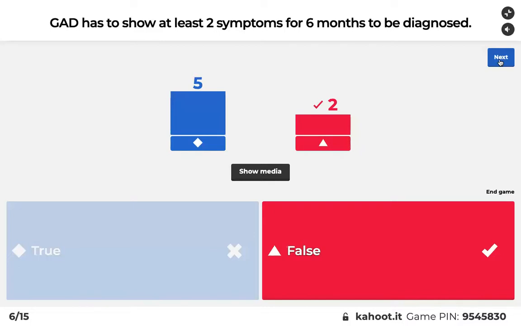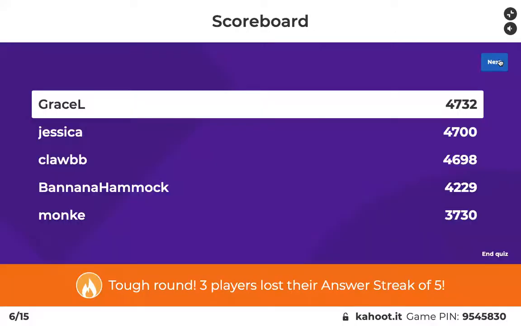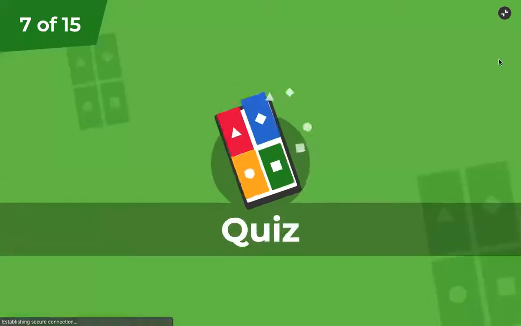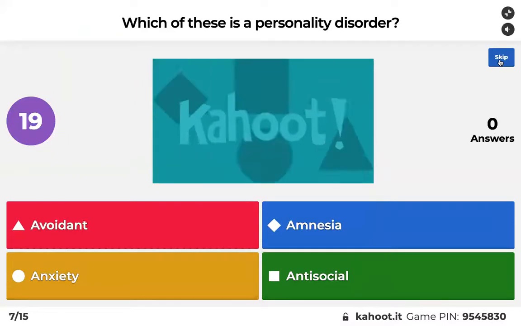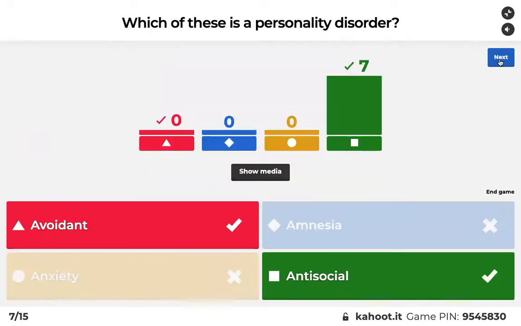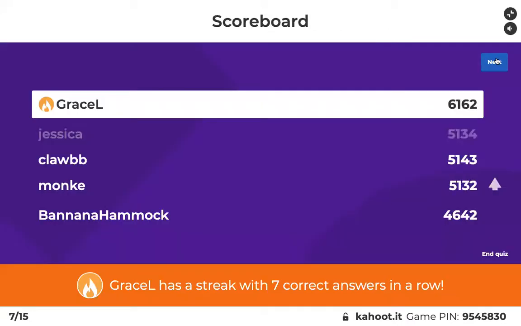So this is false. So for general anxiety disorder, they have to show at least 3 symptoms for 6 months to be diagnosed. It's a tricky one. Nice. So yes, avoidant and antisocial are the 2 personality disorders here.